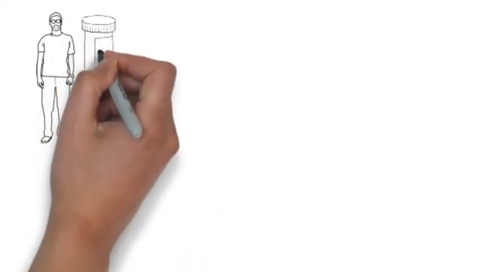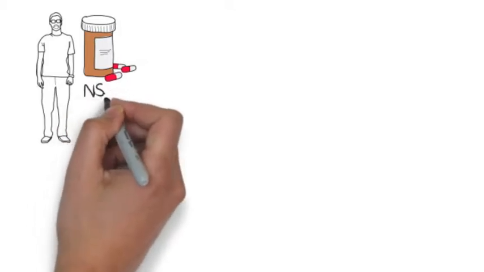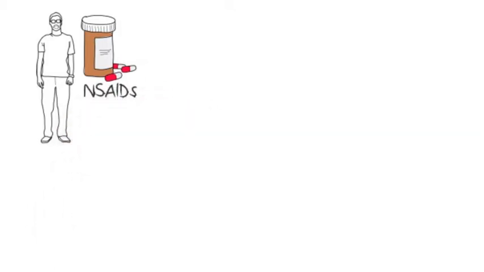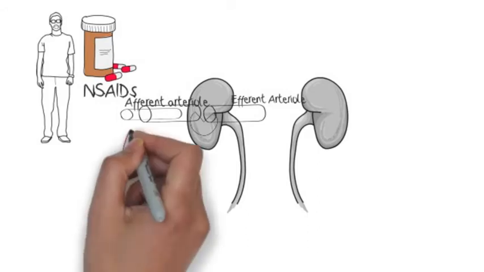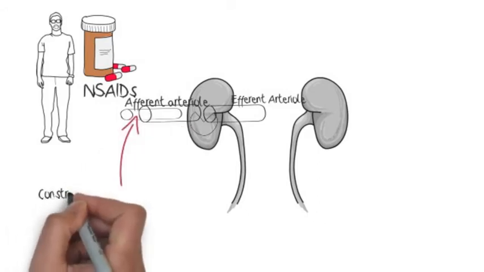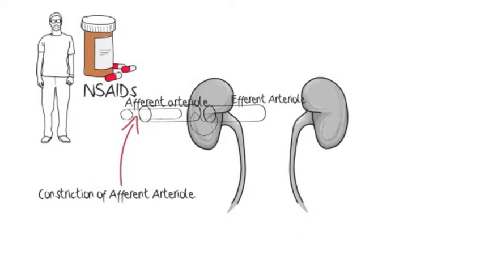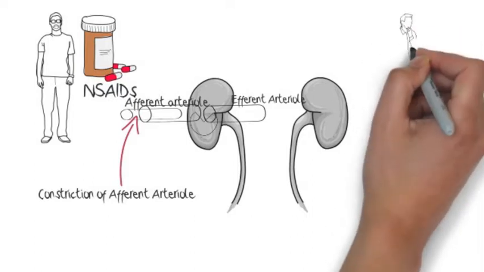Here this guy is taking a lot of NSAIDs. If the risk factors of volume depletion are present, then NSAIDs can give AKI. This is the structure of a glomerulus with an afferent arteriole and an efferent arteriole. NSAIDs decrease prostaglandins, which can cause constriction of the afferent arteriole, which in turn causes low GFR and AKI. NSAIDs can also give acute interstitial nephritis.